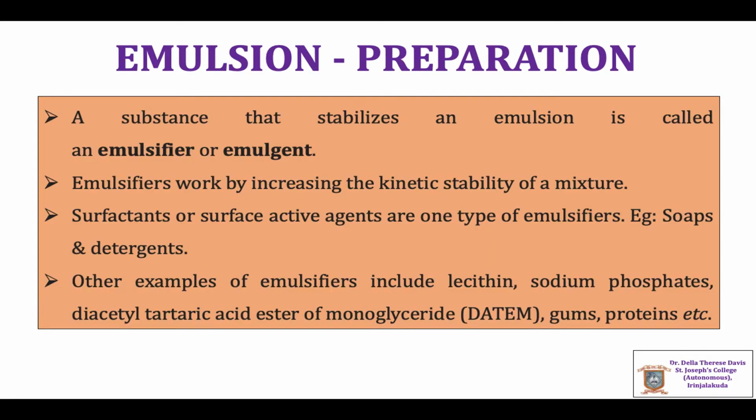A substance that stabilizes the emulsion is called an emulsifier or emulgent. Emulsifiers work by increasing the kinetic stability of the colloid. Surfactants such as soaps and detergents are examples for emulsifiers. Other examples include lecithin, sodium phosphate, certain proteins, gums, glycerides, etc.